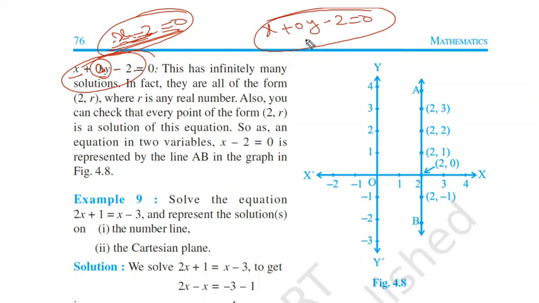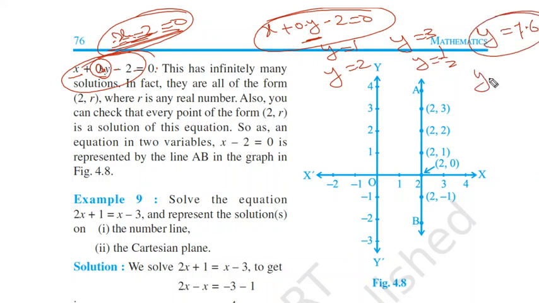Okay, now 0 into y means what? Whatever value you put in the place of y, the value of the equation will never change. You can put y equal to 1, you can put y equal to 2, you can put y equal to minus 3, you can put y equal to 1 by 2, you can put y equal to 7.6, whatever you want. You can put y equal to any number. So the value of x will never change, whatever value you put in place of y.